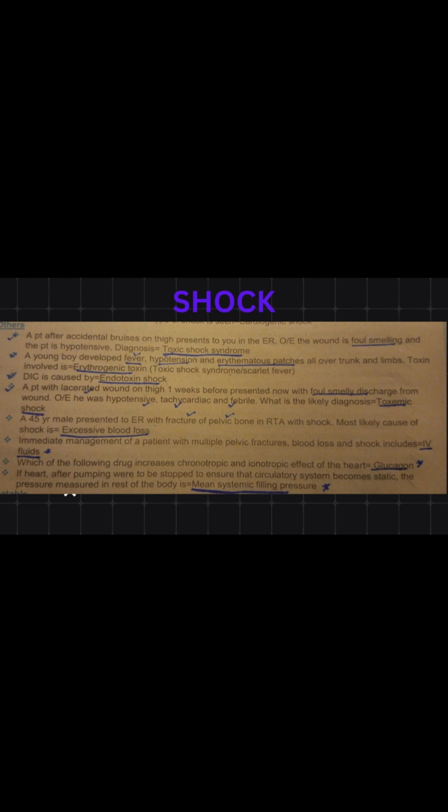A 45-year-old male presented to ER with fracture. Most likely causes excessive blood loss. Fracture of the pelvic bone. Immediate management of a patient with multiple pelvic fractures, blood loss and shock includes IV fluids. Which of the following drugs increases chronotropic and inotropic effect on the heart? Glucagon. If the heart after pumping ought to be stopped to ensure the circulatory system becomes static, the pressure measured in the rest of the body means systemic filling pressure.